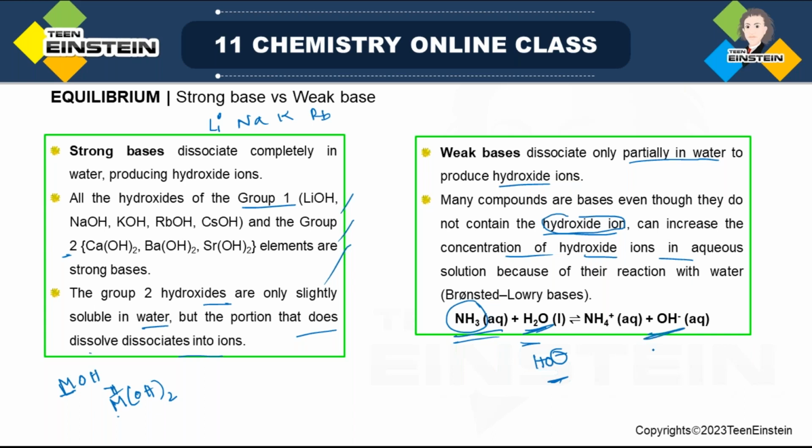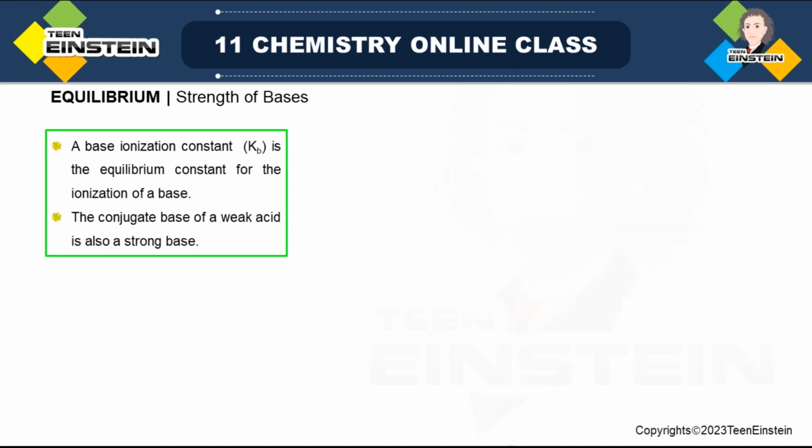But remember, for this equilibrium mentioned here, it is not that all the ammonia can capture H from H2O molecules, even though H2O is present in excess. All the molecules of ammonia cannot undergo this process of capturing H from H2O. That is only partially possible, and that is the weak base definition.